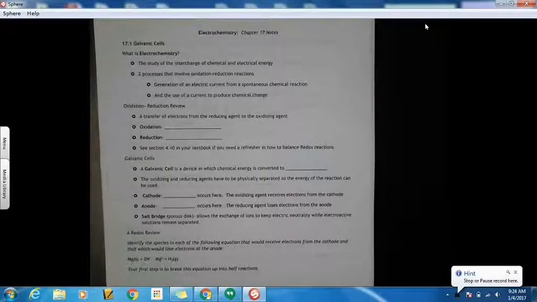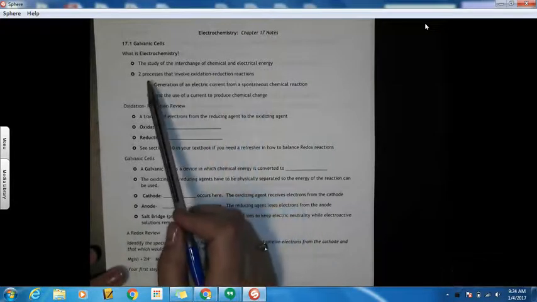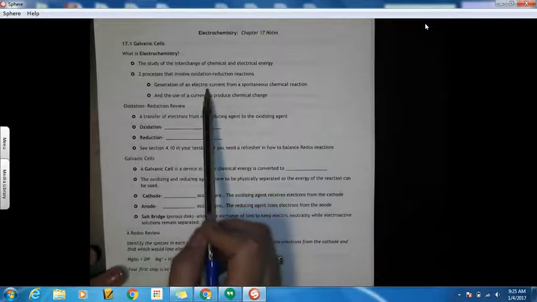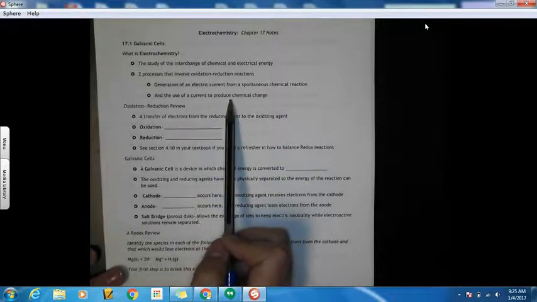Alright, in this unit we're going to talk about electrochemistry. Electrochemistry is the study of the interchange of chemical and electrical energy. Two processes that involve oxidation-reduction reactions are the generation of electric current from a spontaneous chemical reaction and the use of a current to produce chemical change.